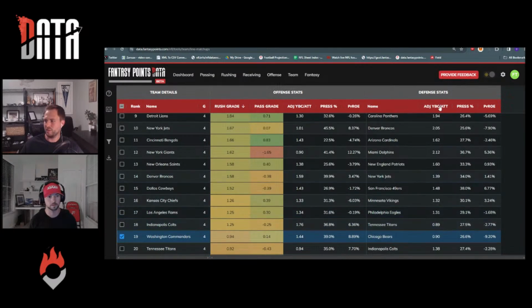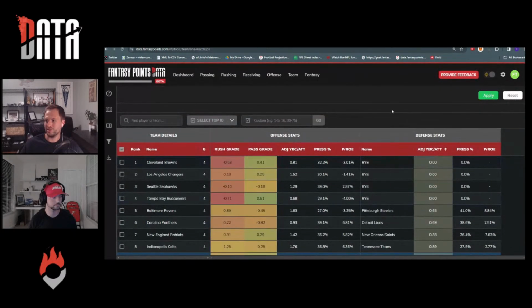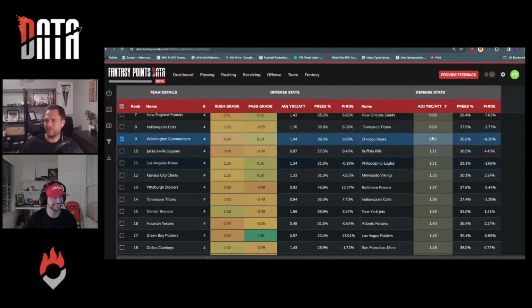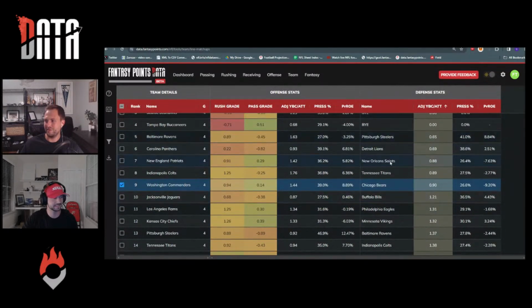Bears have actually been pretty good against the run. That could be because they're so easy to pass on, though. They've got the 5th lowest adjusted yards before contact per attempt. My guess is that is not so much about the Bears being good at stopping the run, but more so that teams know they can throw on the Bears, so they just don't get run on a ton.